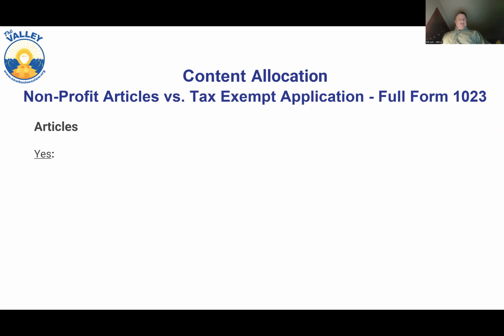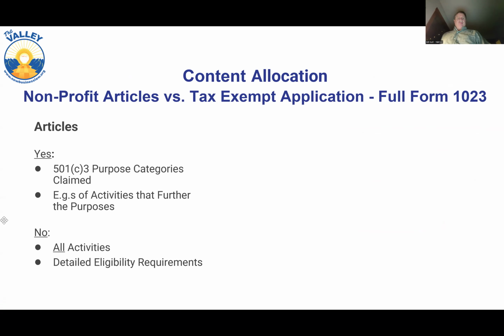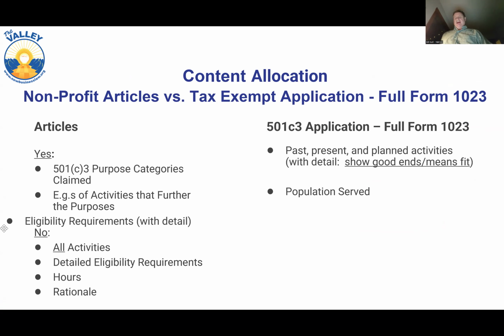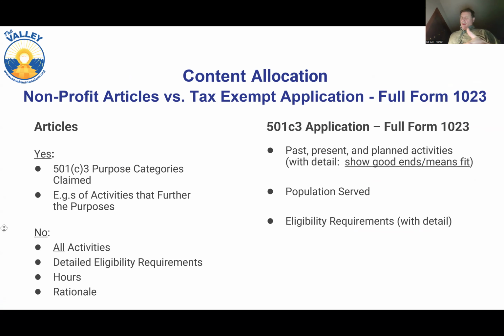Let's skip this one. This is more sort of how you break up the information between the articles and your application. And the main thing is just they need more information in the application. The articles are more like you pick your purpose and then give a couple of examples of activities that are going to further the purpose. But you put things like hours and eligibility requirements and things like that in the full form 1023.